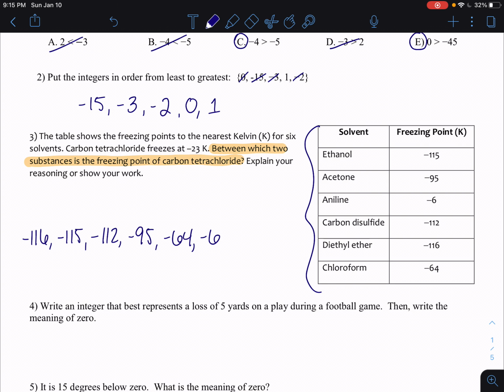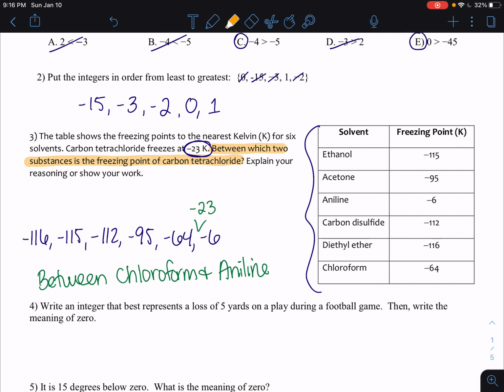And then I'm going to look at the number that they gave me, -23 degrees Kelvin. And -23 degrees Kelvin is going to fit in between -64 and -6. So it's going to be between chloroform and aniline. So between -64 and -6.